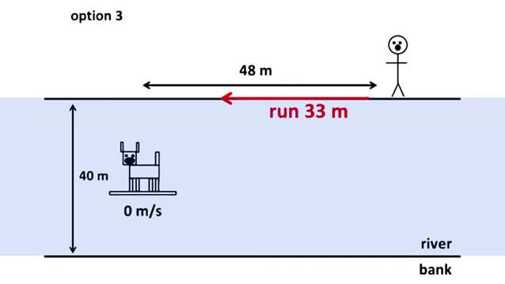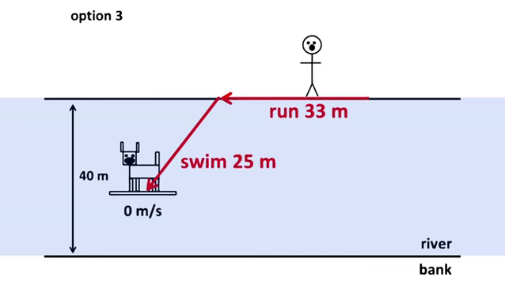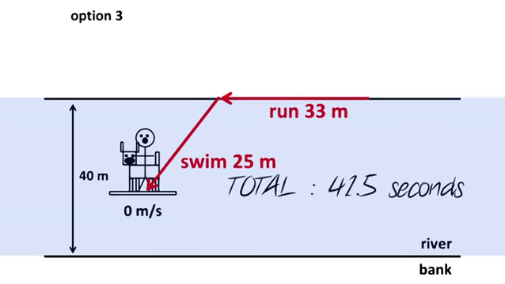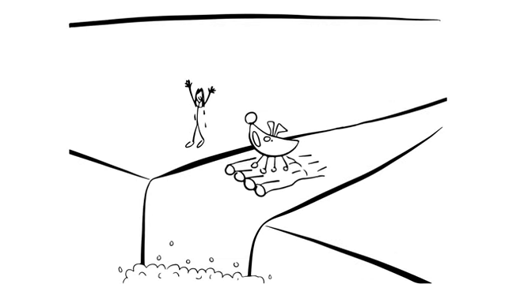Option 3, from your dog's point of view, you run for 33 metres at 2 metres per second and then swim 25 metres at 1 metre per second. This takes a total of 41.5 seconds, faster than options 1 and 2. After 41.5 seconds, your dog has been carried 249 metres downstream, a shorter distance than if you chose options 1 or 2, giving you more time to rescue him before the raft goes over the waterfall.